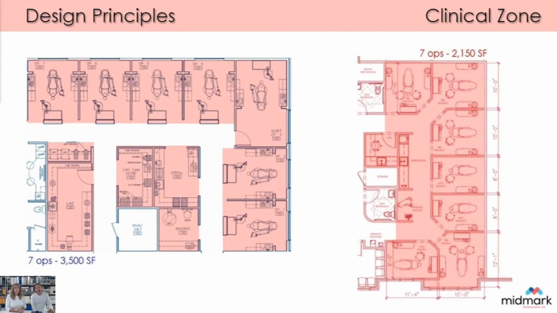The plan on the right, if we look at that, we've got similar versions and miniaturized combinations of what's going on on the left. But look at the ops on the plan on the right. 7 ops, 2,150 square feet. We're undersized by 1,350 square feet under optimal. That puts all kinds of pressure on the space.